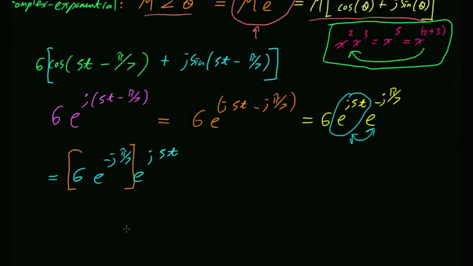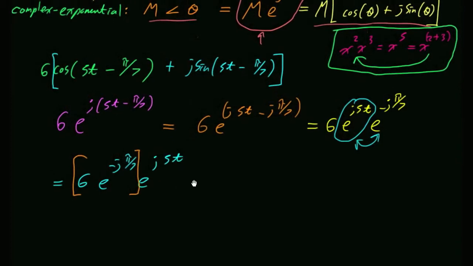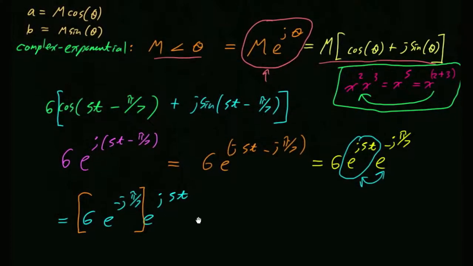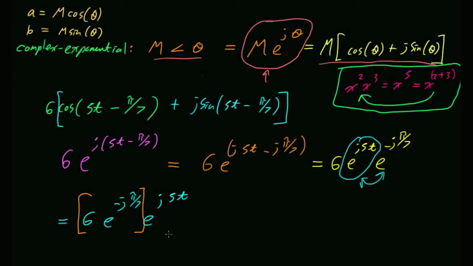So let's stop for a second and look at this expression. What this term, the e to the j 5t, is telling me is that I've got a cosine whose frequency is 5. We cool with that? This is telling me the magnitude and the phase of my cosine. Yes? How's that frequency 5?